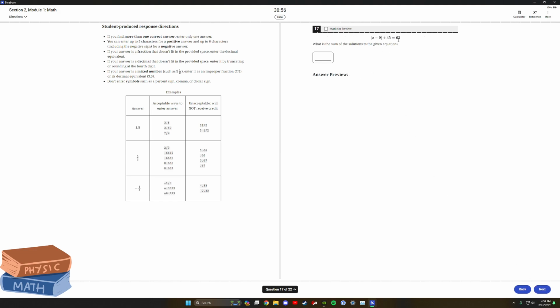Sum of the solutions, we're going to subtract 45, and we get 18. That means that the absolute value can be 18, which means x can be 27. Right, but it could also be negative 18, and if it's negative 18, we add 9, and we get negative 9. So 27 minus 9 is 18. Right, so two solutions are 27 and negative 9, and when you add them up, you get 18.